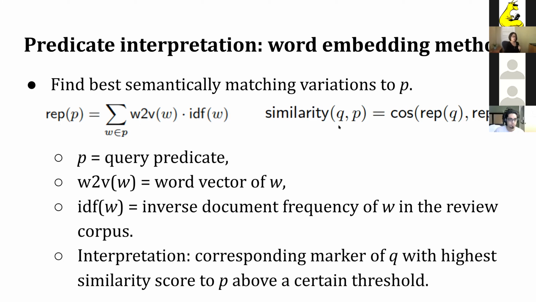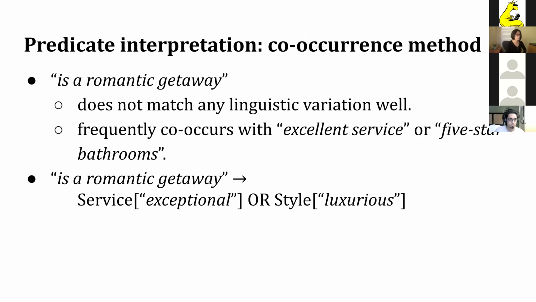And we find all the markers and phrases in the linguistic domains that are closest to P according to this measure, where this measure is simply computing the cosine similarity of the representation of this phrase with the representation of P. And we will find the corresponding marker of Q with the highest similarity score to P that is above a certain threshold. If it's not above the certain threshold, that's when we'll go to the second method, which is the co-occurrence method.